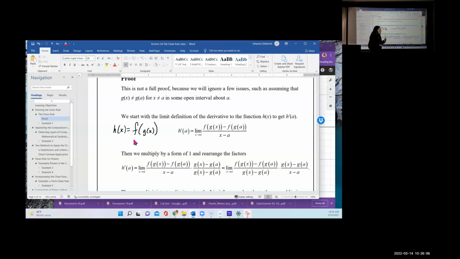What does that mean? Well, one of the definitions of the derivative that we covered was the x approaching a definition. The limit as x approaches a of f of g of x minus f of g of a over x minus a. So this is one of our definitions. In the denominator, what we do is we multiply by a form of 1.